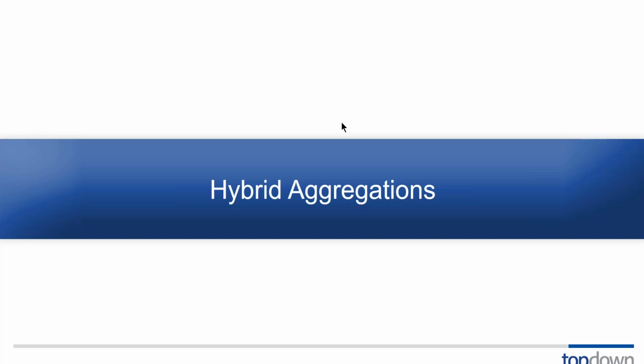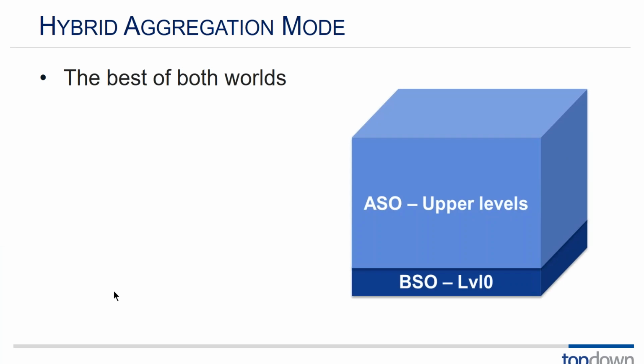Thank you, Mr. Moore. So what is hybrid aggregations, and what are we talking about? Can you go to the next slide, please? So, thank you. So a hybrid database is the best of both worlds, the best of BSO and ASO. What you have actually is like two layers. The base layers, which is all your level zeros, are BSO, and your upper levels are aggregated with an ASO engine. So to do that, next slide please.